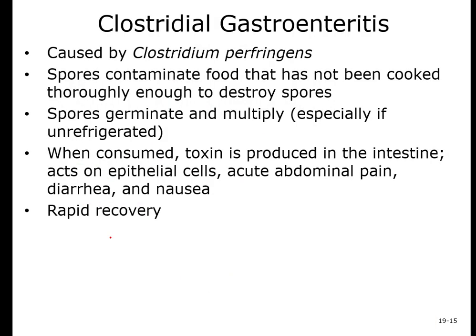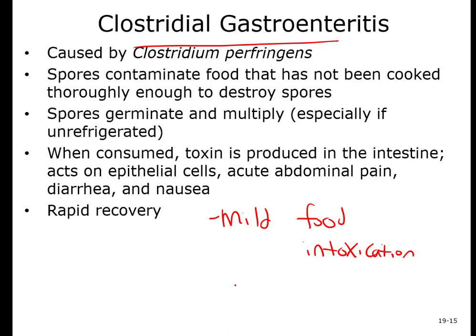Now, like I mentioned, the second disease Clostridium perfringens causes is Clostridial gastroenteritis. This is basically just a mild food intoxication. What that means is the bacteria have been growing on the food. They release a toxin onto the food, and then somebody ingests that toxin.